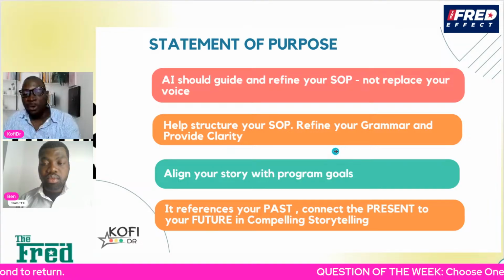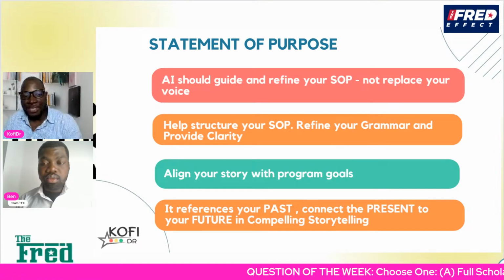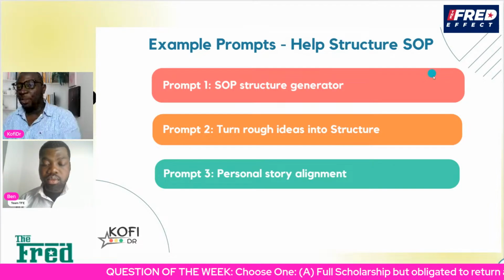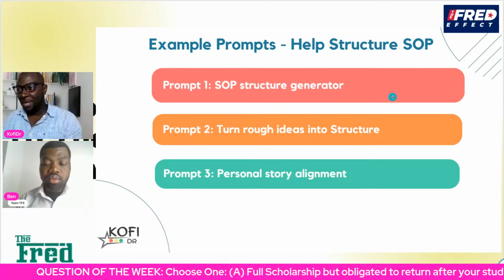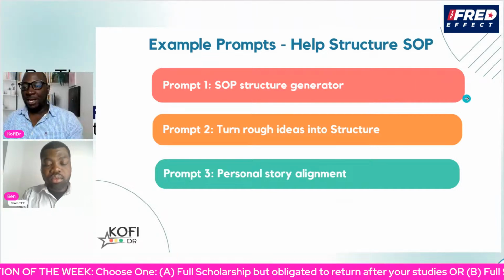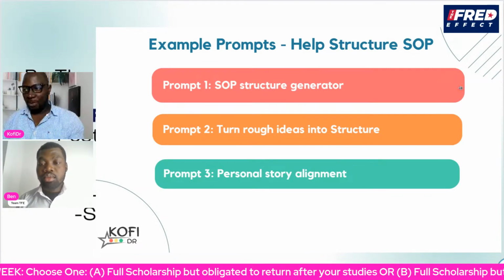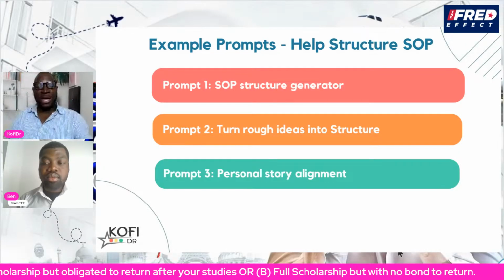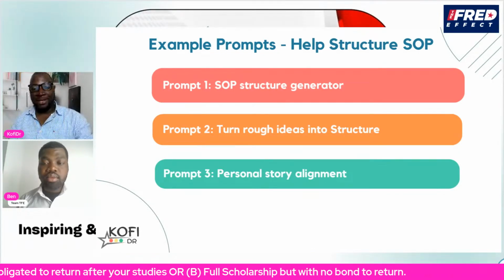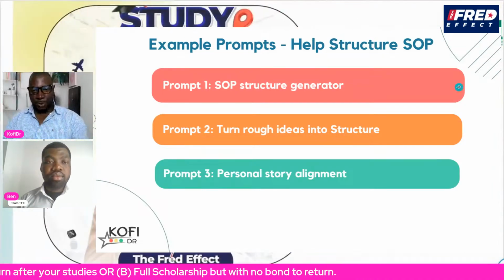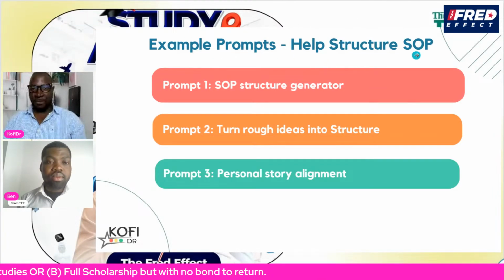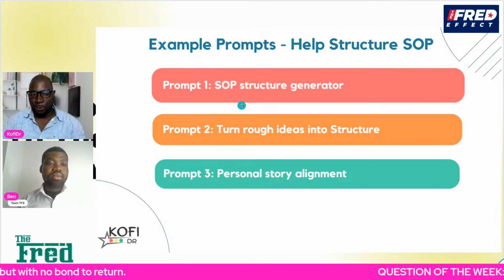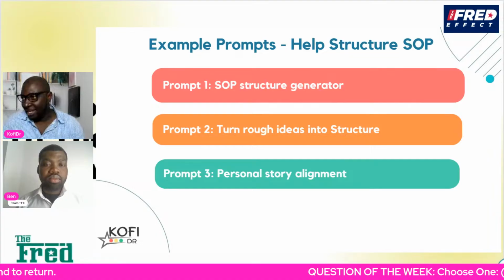So I'm going to go on and show prompts that will help establish how you can use AI to structure your SOP. I'm going to spend a little time here because that's where a lot of students are guilty. Some just say, go write a statement of purpose for me for so and so, and then they are done. So I will take a little bit of time here as we go. First, the initial prompts: how do you use AI to help structure your SOP? Prompt 1, SOP structure generator. Let's go.